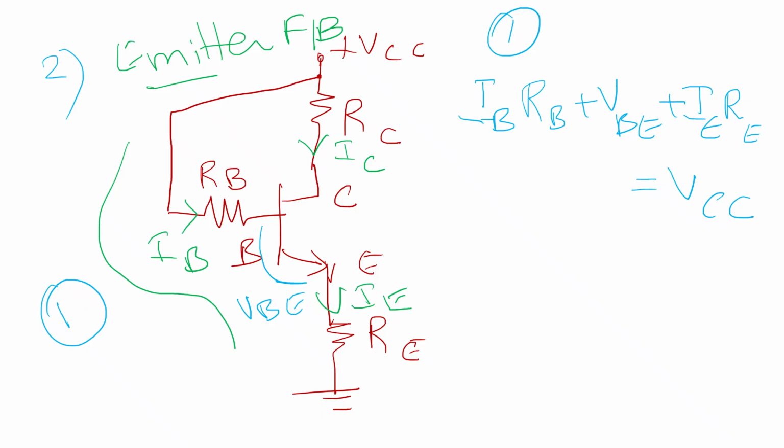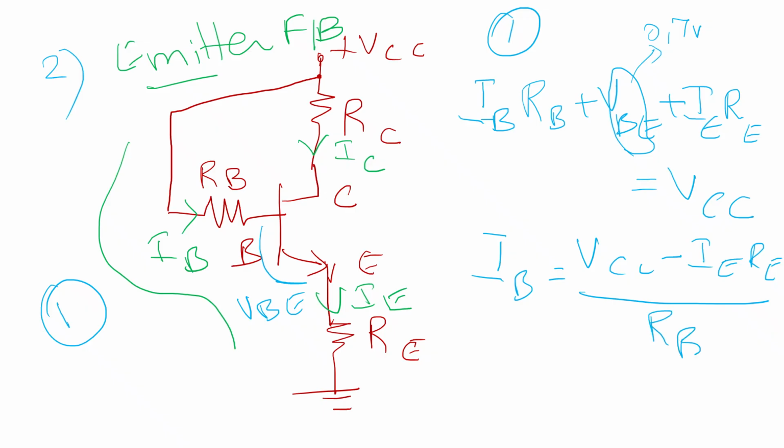So 3 voltage drops we have here, and as I told you in the last slide, this VBE is around 0.7 volts, which is almost negligible. So we could almost neglect it. So the value of IB is VCC minus IERE divided by RB. This is the value of the input base current. This base current IB is with respect to the involvement of the resistor RE.